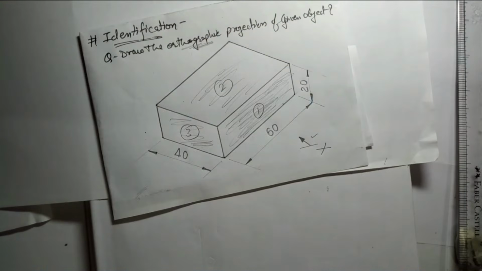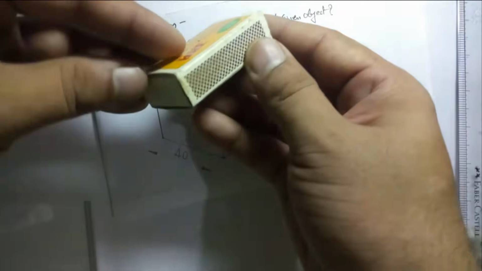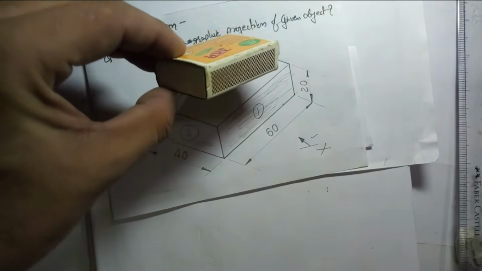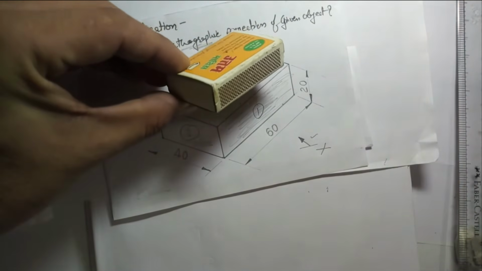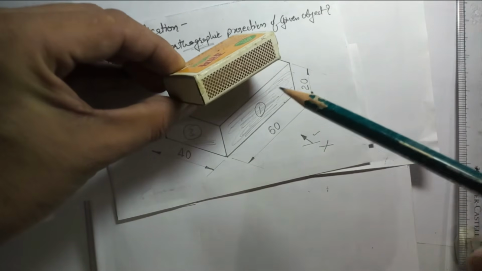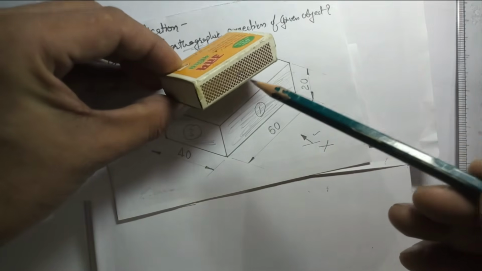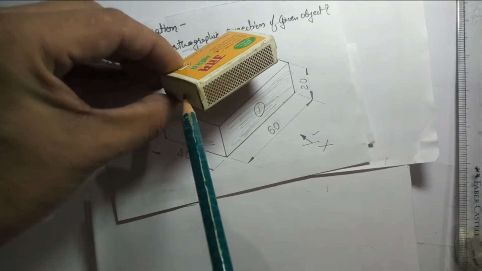Now we can take one more example just to understand how we identify the views. I am taking a matchbox just to teach you. Let's say this matchbox is given, just try to imagine every time you have to solve the same problem like this. Let's say this object is given in this way and direction is given this as front view. Now when you see from this side, you can see this surface only, this surface. Now this is another surface and this is the third surface.